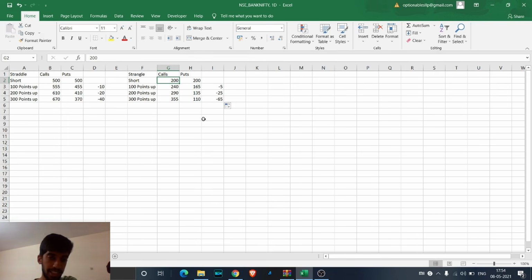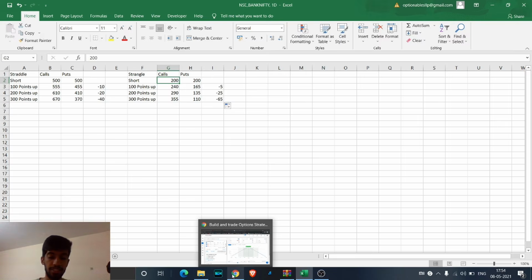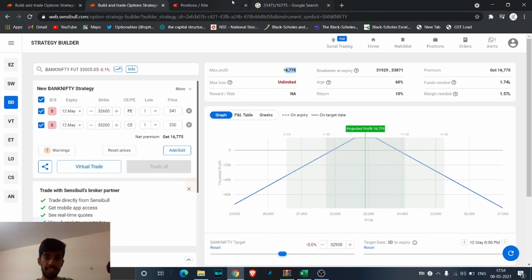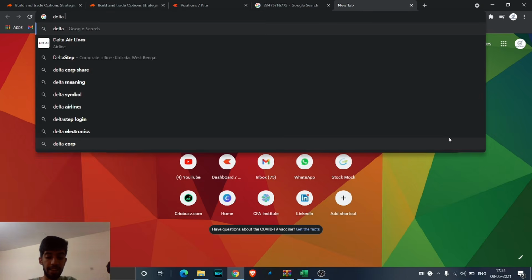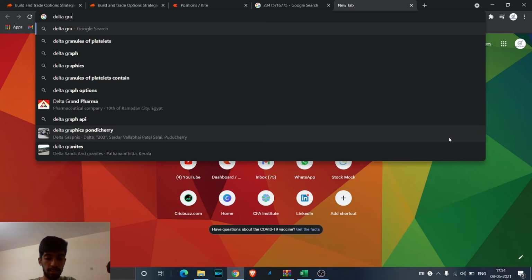And since the downside of the option is limited, in out of money options, the calls and puts are going to lose less premium than they gain on the opposite side. This is explained by the delta graph. I'm just going to show you the graph and tell you exactly why that happens. So let me just Google the delta graph of an option.